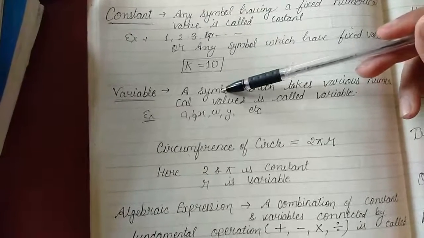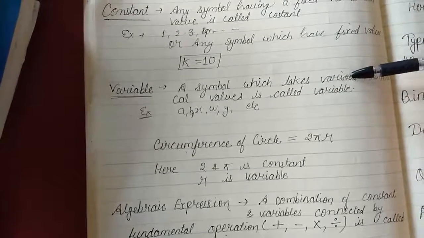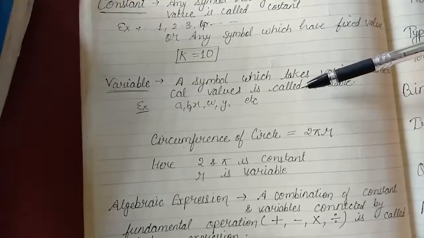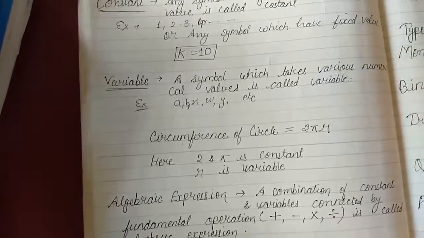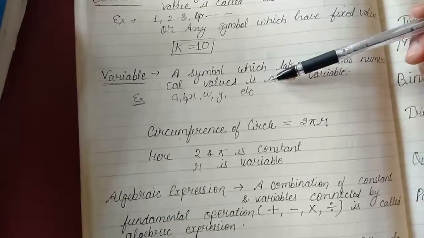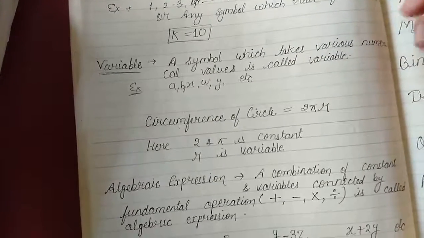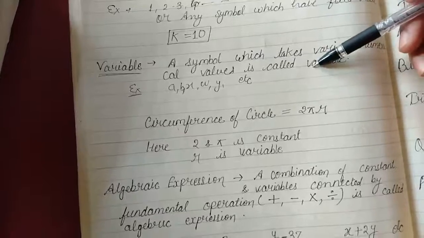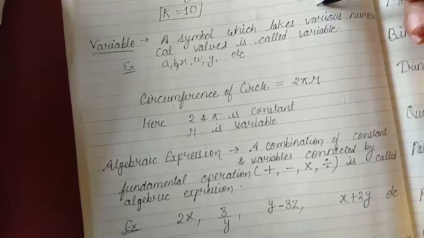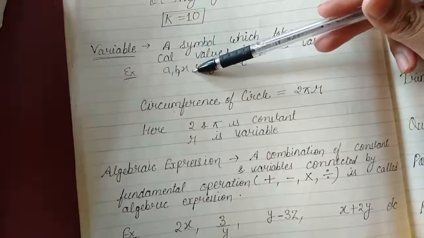Now what is a variable? A symbol which takes various numerical values is called a variable. Like any alphabet A, B, X, Y, Z, etc. are variables because these values can be changed. Think if x is equal to 1 and x is equal to 3, that means the values of x are changing. So we can say that x is a variable.